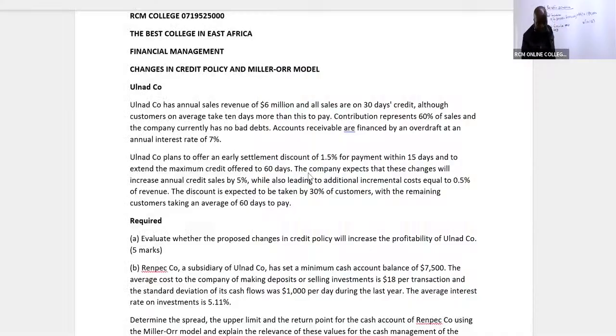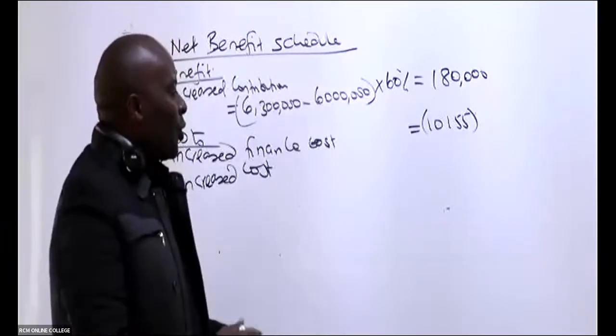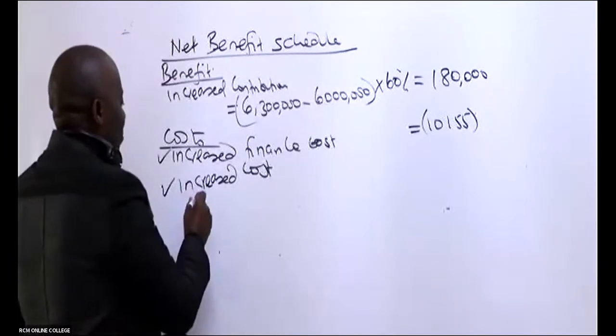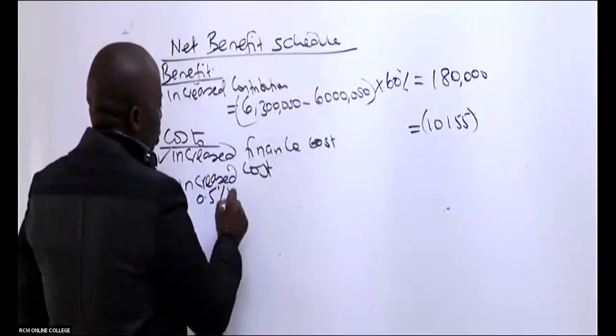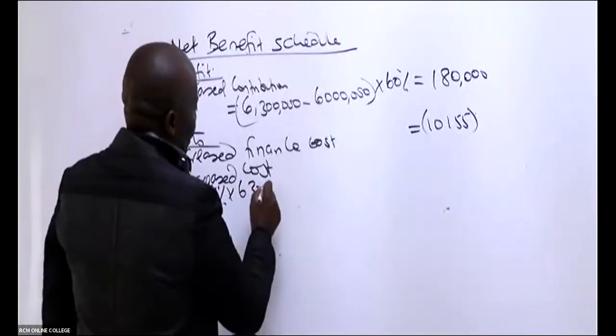Yeah, so we are told here that the company expects that these changes will increase annual credit sales by 5%, while also leading to additional incremental costs equaling 0.5% of revenue. So the increased cost will be 0.5%, of course, of our new revenue, which is 6.3 million.